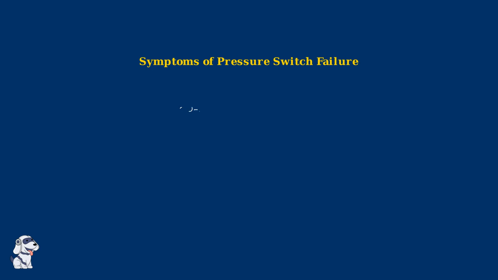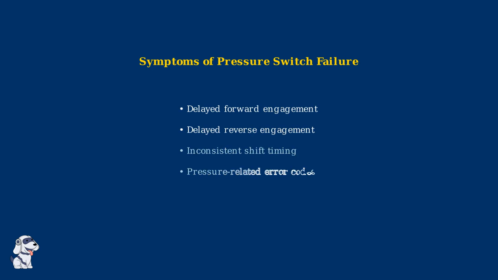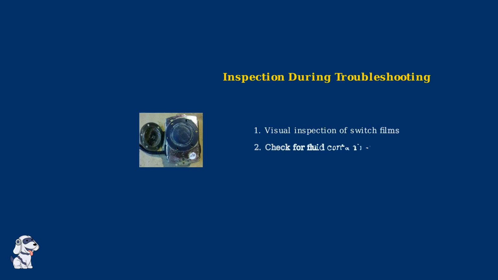The primary symptoms of pressure switch failure include delayed forward and reverse engagement, inconsistent shift timing, and pressure-related diagnostic trouble codes. These symptoms often worsen over time as the damage progresses. During troubleshooting, it is crucial to inspect pressure switches for damaged films, fluid contamination, and proper electrical connections. A systematic inspection can identify switch-related issues before they cause more extensive transmission damage.